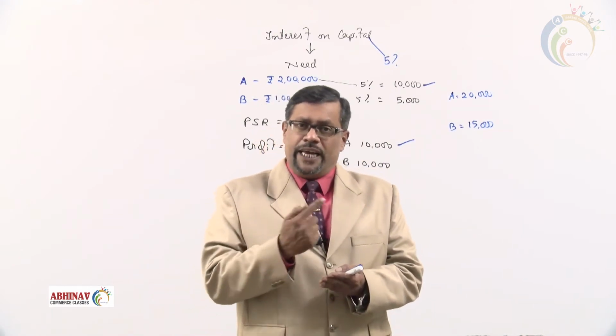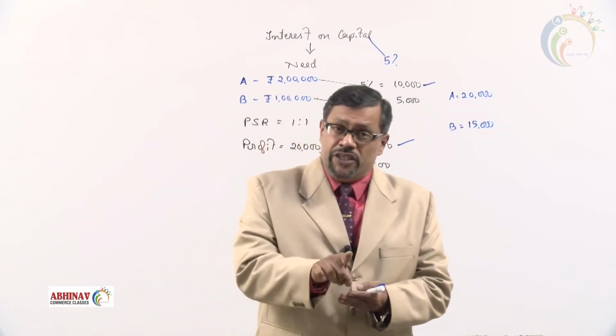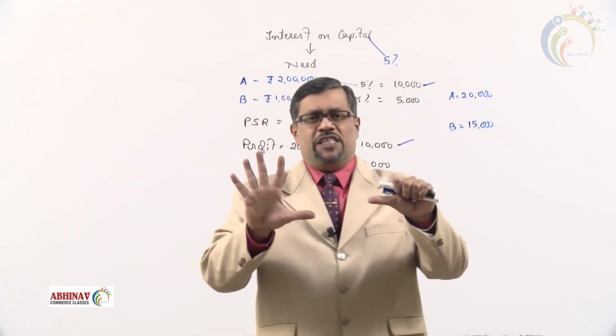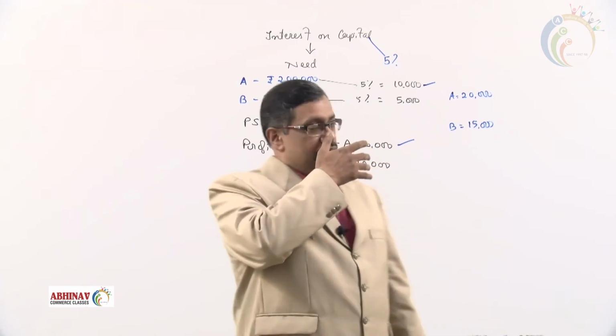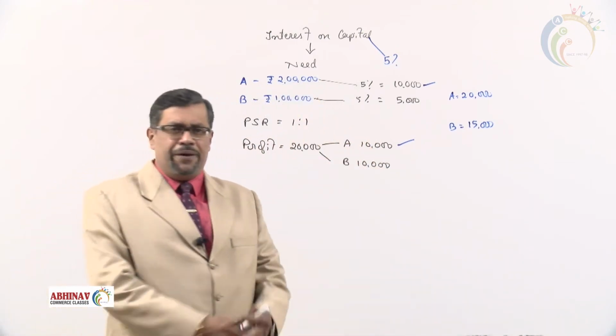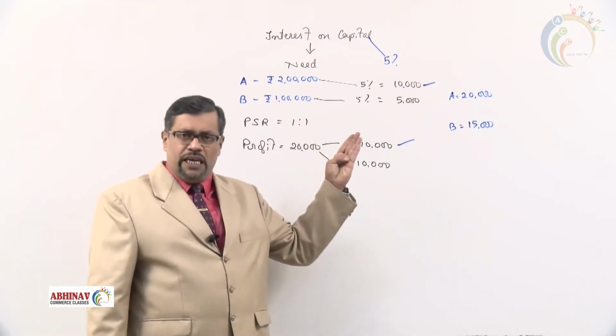If not mentioned, they cannot claim. If it is mentioned that they will get the interest, but the rate is not given, then the rate has to be 6%. After this, the question arises, how to calculate this interest on capital? This is a very straightforward calculation I have shown you.